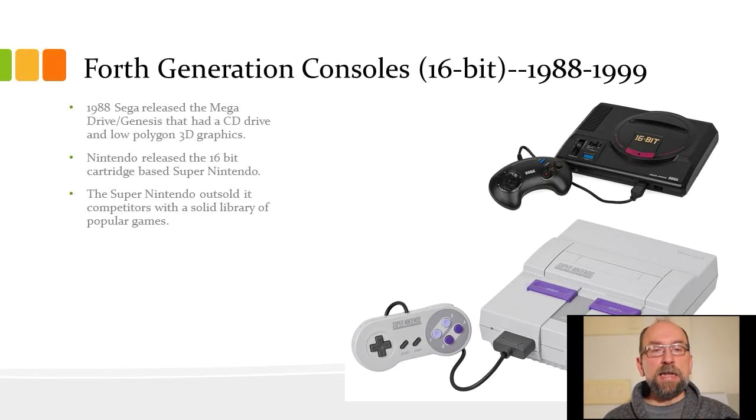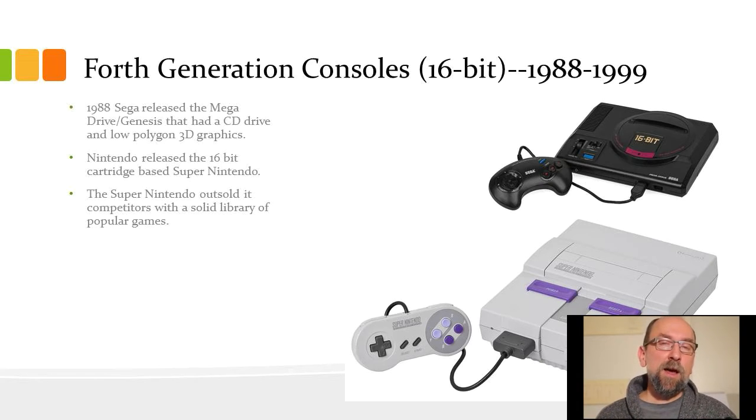Okay, 1988 to 1999. The fourth generation console, 16-bit. So now we've got a really, really huge jump here. And Sega jumps in, and they give us a CD drive. And that was really revolutionary. You had low polygon 3D graphics. So that was a total game changer.